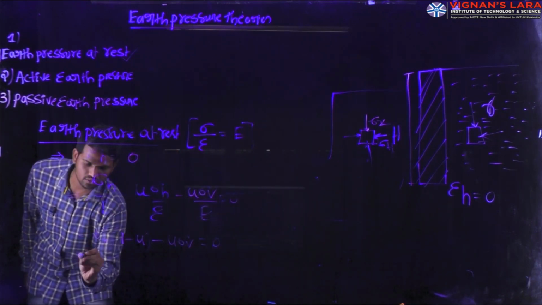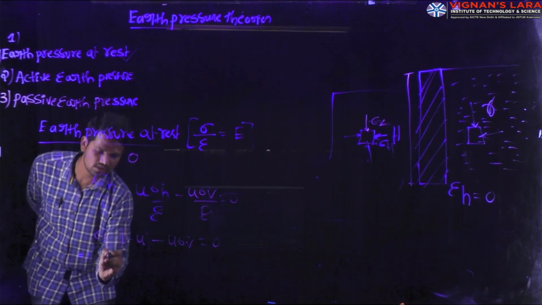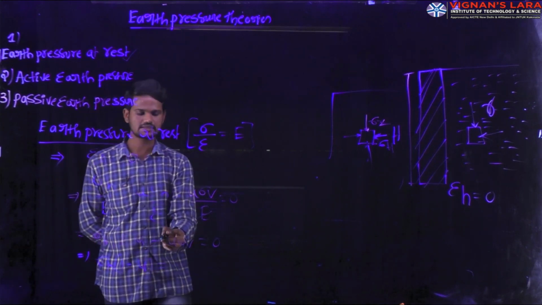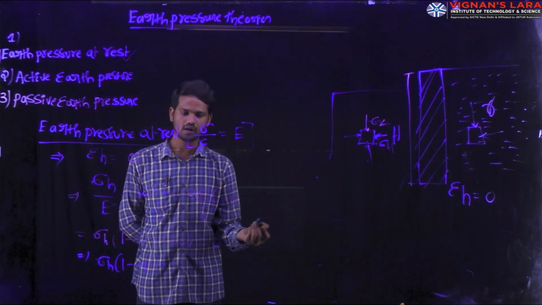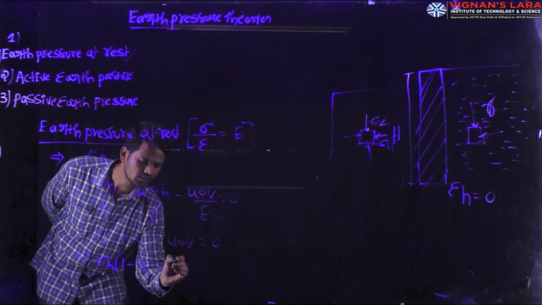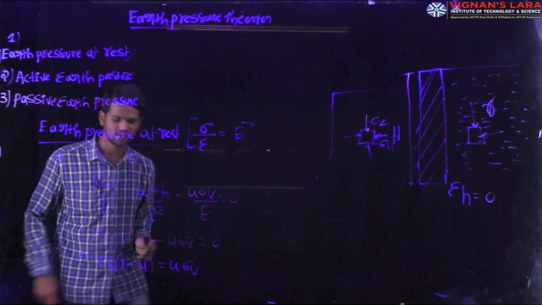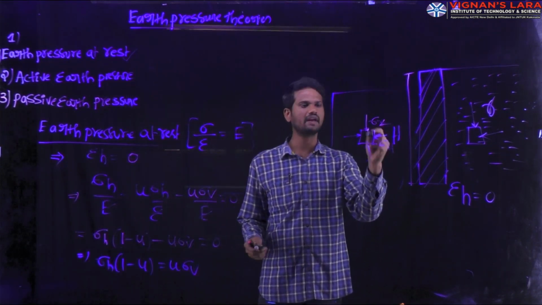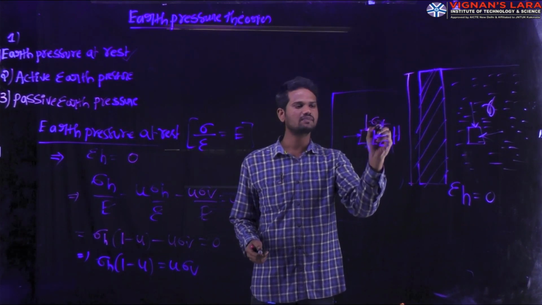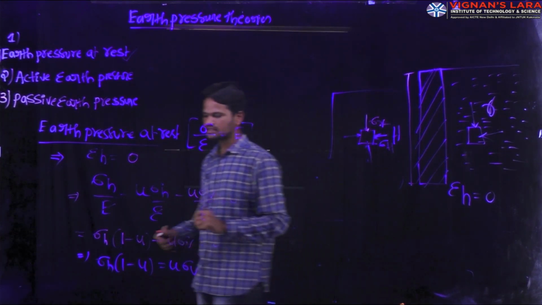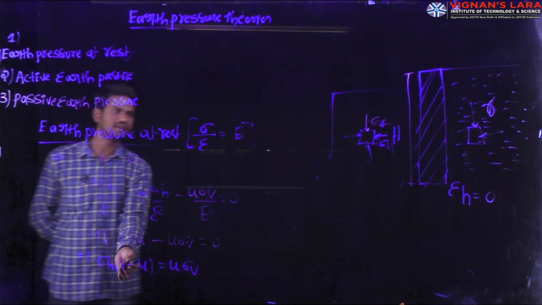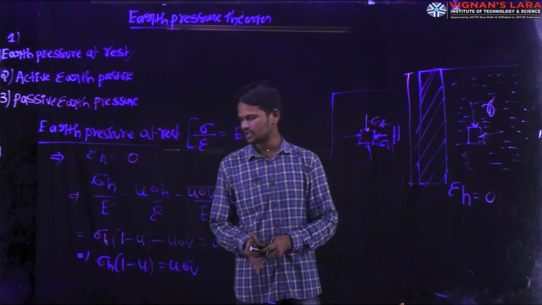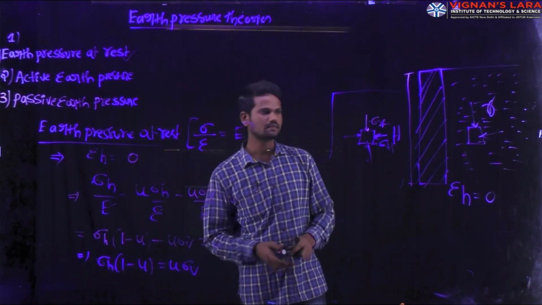Now if you calculate this sigma h value, sigma h into 1 minus mu equals, taking this minus mu into sigma v to the other side of the 0, mu into sigma v, where sigma h is the horizontal pressure acting on the soil element, and sigma v is the vertical pressure acting on the soil element. So sigma h into 1 minus mu equals mu into sigma v. From this, I am interested in calculating the sigma h value.